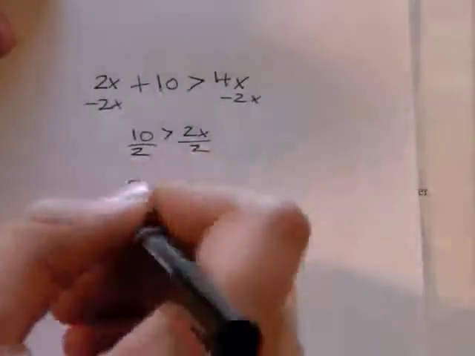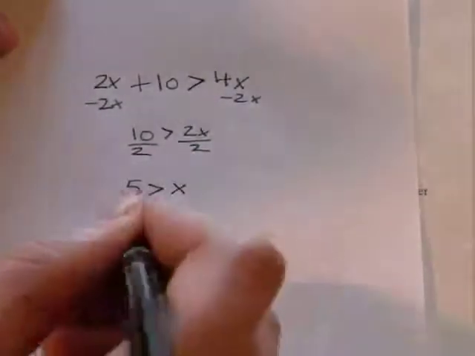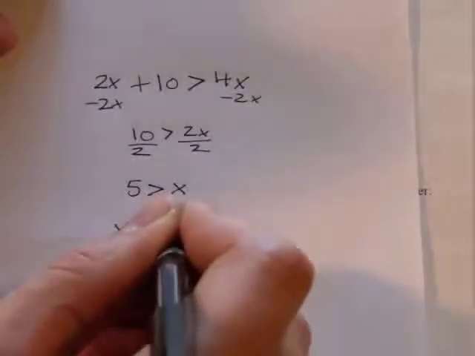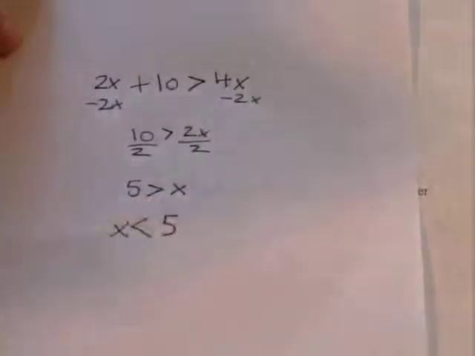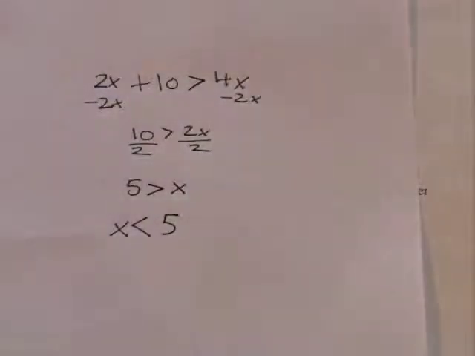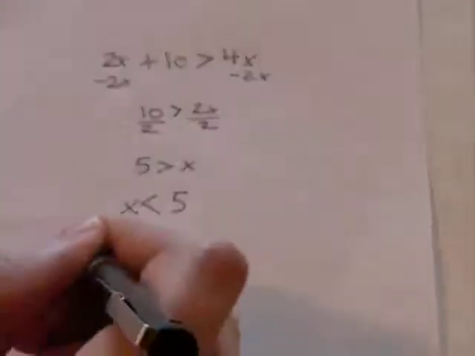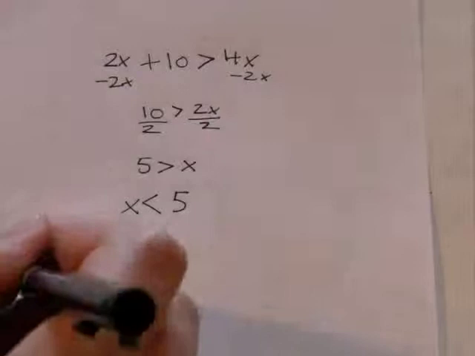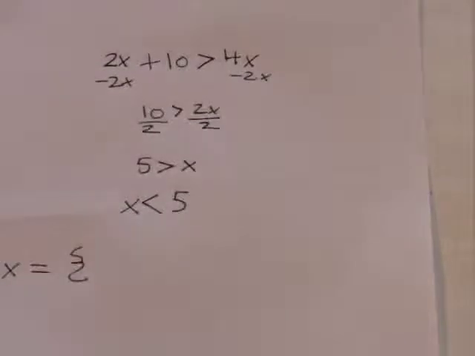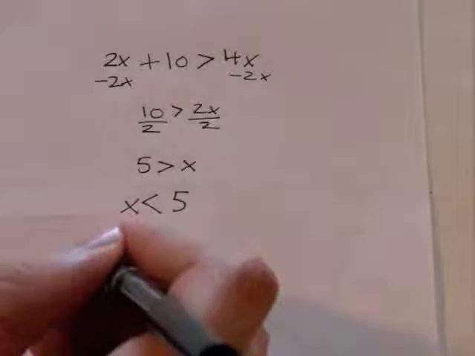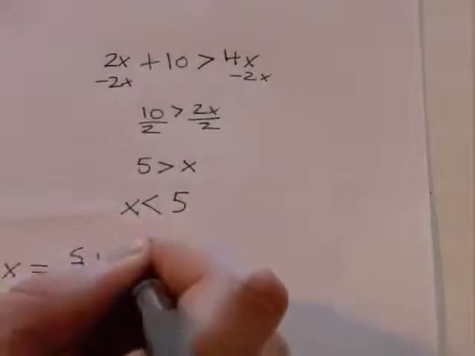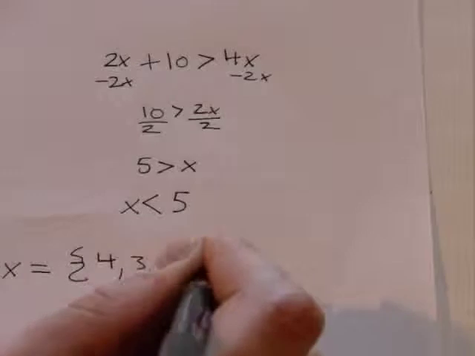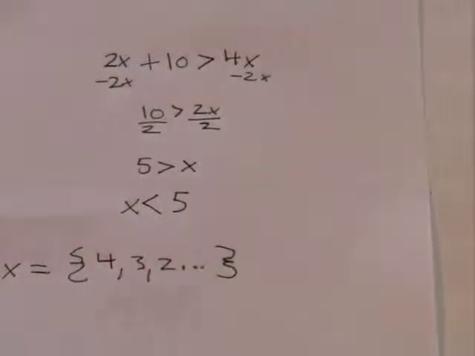Or you could write it, if you want to read it from x first, x is smaller or less than 5. They're the same things. It's just easier to read that way. So we know that the set of numbers is going to be, you can write it with braces too, x is the set equals all numbers that are smaller than 5. So 4, 3, 2, and so on. And there you figured it out.